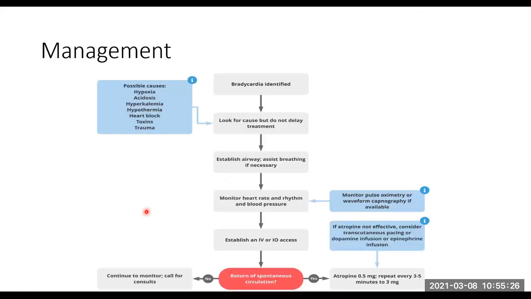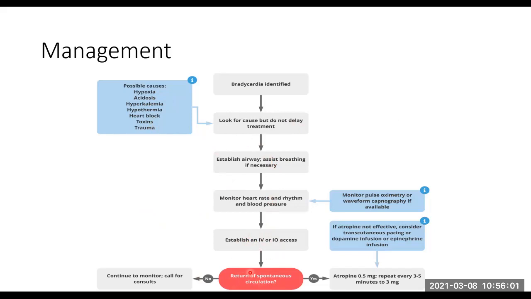So the management now we had covered previously, but it's always good to have this algorithm in mind. You look for causes, all right, but don't delay treatment, assist the patient as much as possible. Patient is unstable because of the low BP, the syncopal episode, things like that. All right. You establish your IV access and you try and get a return of spontaneous circulation if the patient crashes.